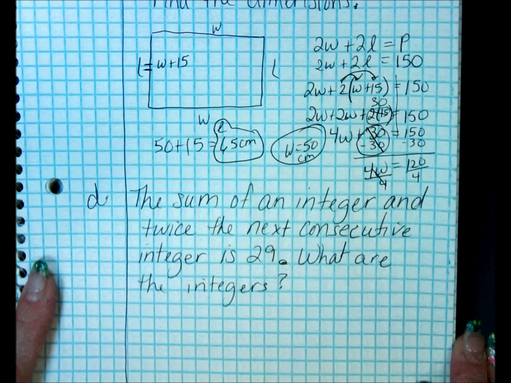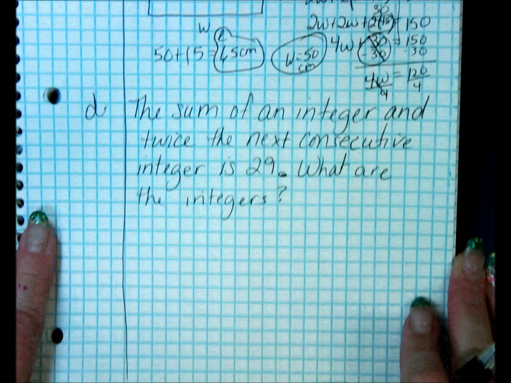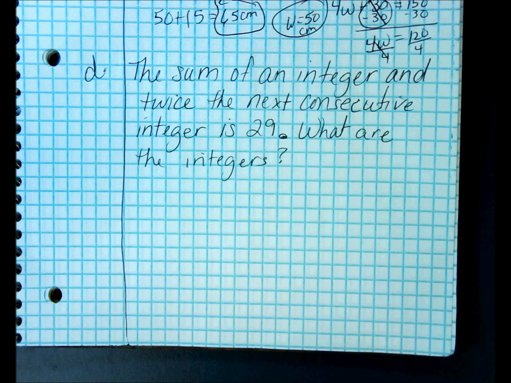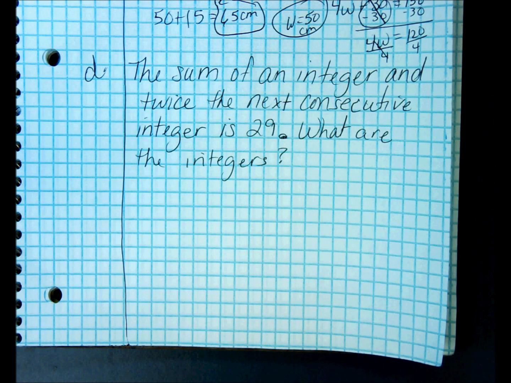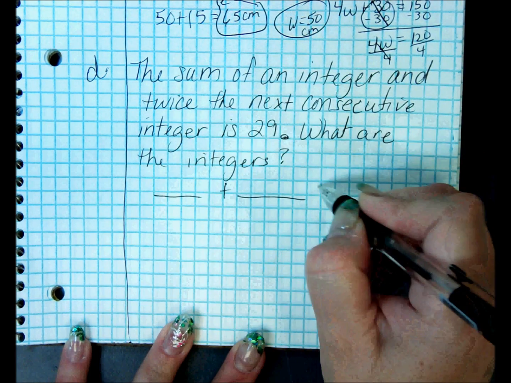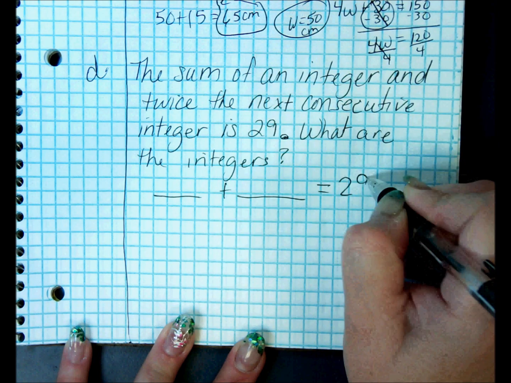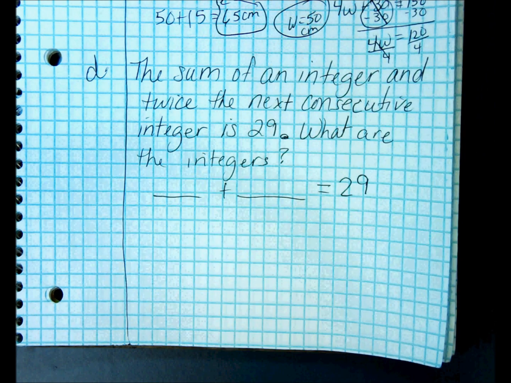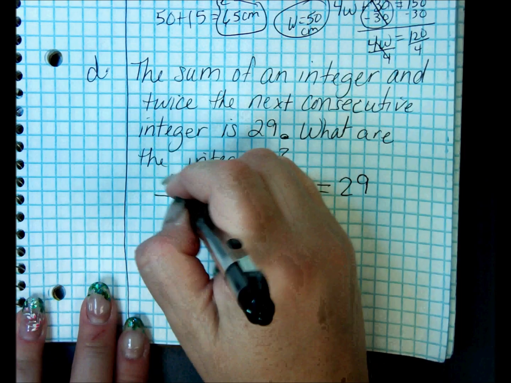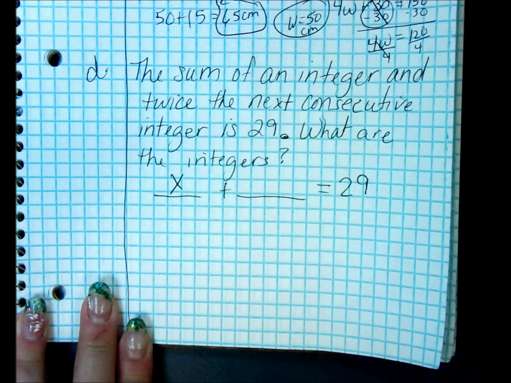Last one, this is on the same page, and this is letter D. The sum of an integer and twice the next consecutive integer is 29. What is the integer? So it's the sum of 2 numbers, and it is 29. So we're getting partway there. An integer and twice the next consecutive integer. Let's start, this is x. What would the next consecutive number be?